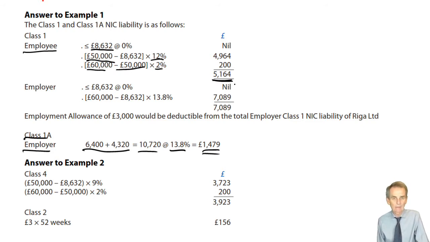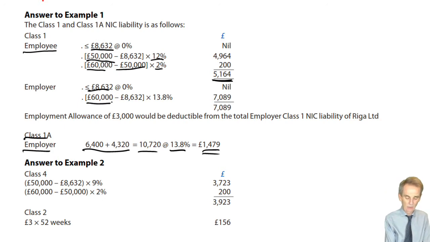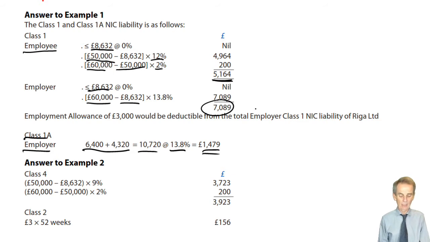Easier in terms of quicker to deal with for the employer, because although we have the self-same lower limit below which we do not pay, there is no upper limit. And therefore 60,000 minus that lower limit at 13.8% gives you your, well, there's £7,089 of employer's NIC.